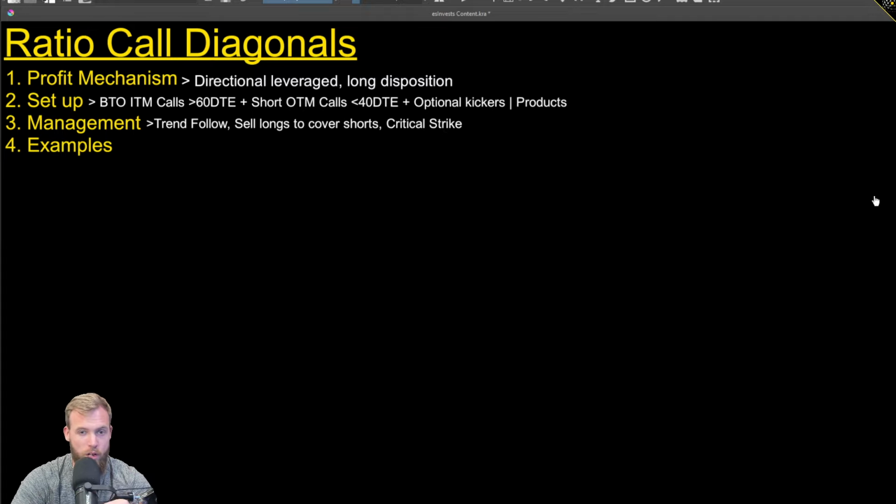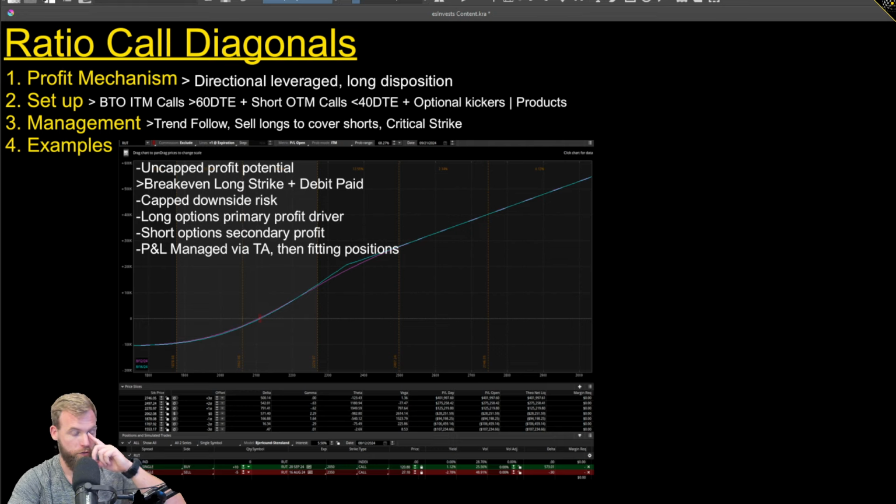And we need to talk about this thing called the critical strike. So let's get a better idea of the total profile of what this thing looks like. This is using another ticker. This is using RUT, which is actually what the example is going to be in. But this gives you an idea of how the overall product behaves. We talked about a lot of this stuff already.